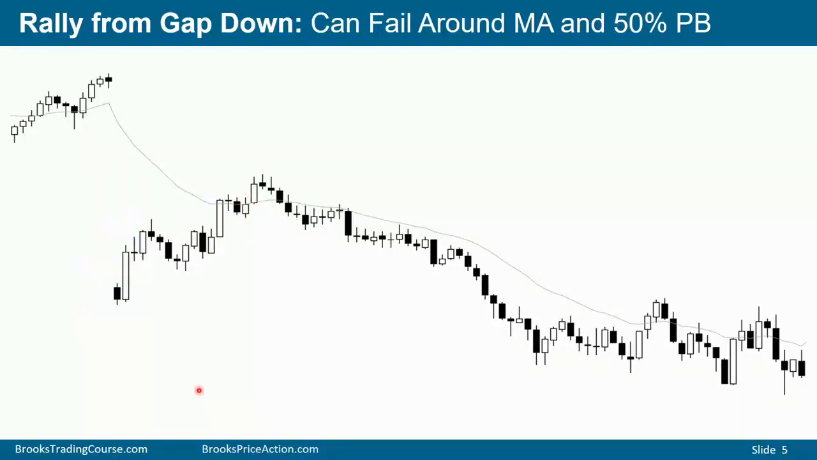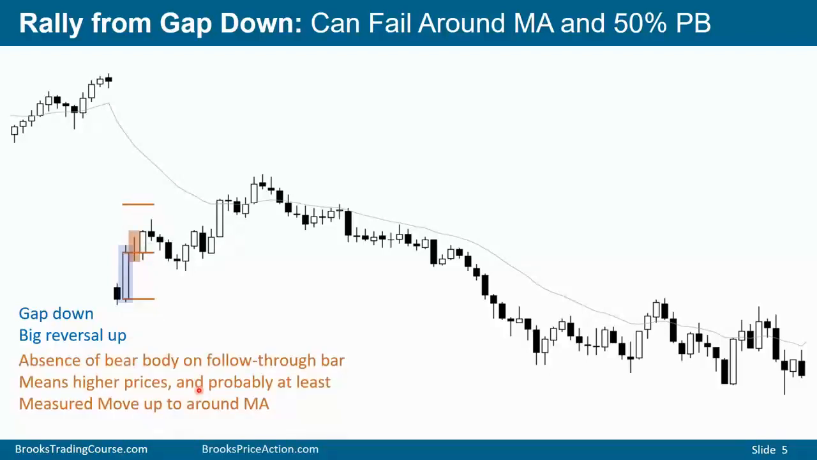This does not look like the start of a bull trend. It's probably a bull leg in what will become a trading range, or it's probably a rally that will test resistance and lead to a swing down, a bear trend day. Big reversal up. Minimum objective would be a measured move based upon the height of that bull breakout. That would take us here around the moving average.